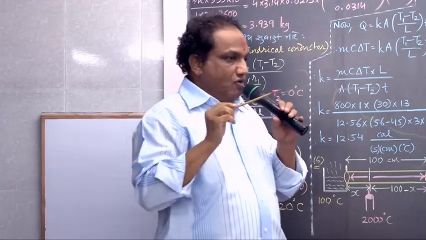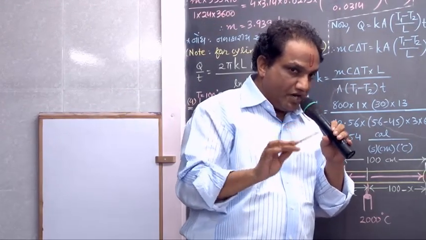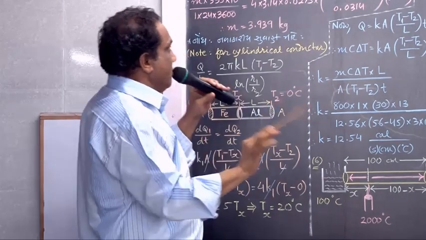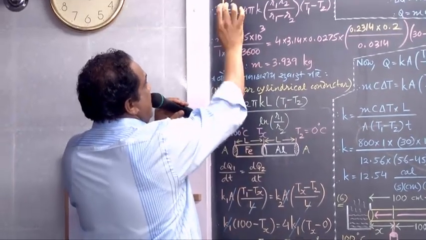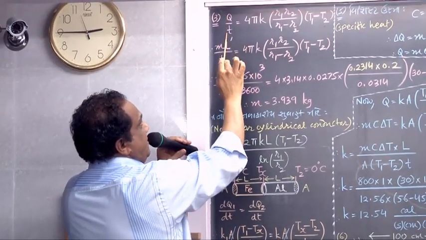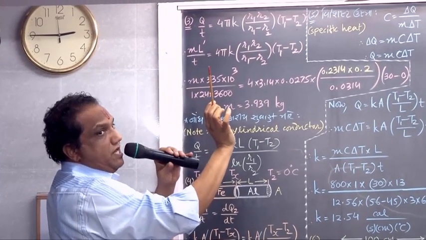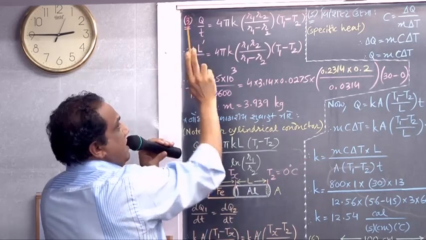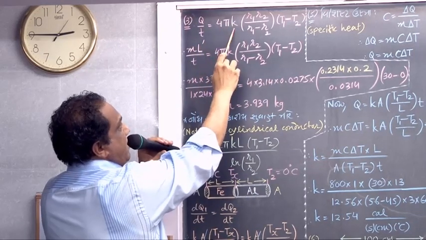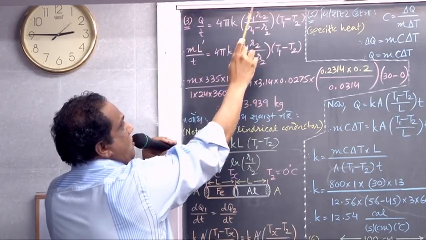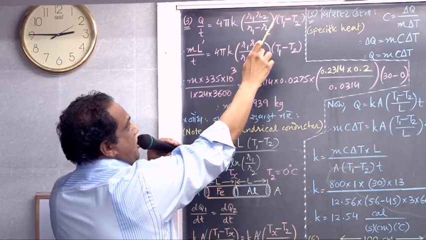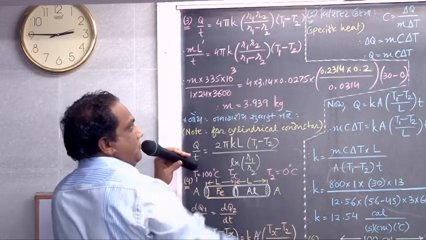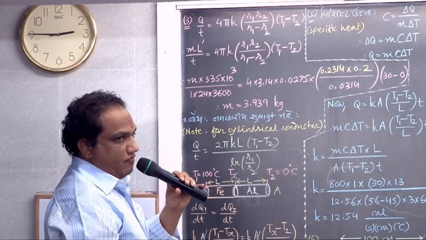The formula of heat flow or heat current they have given in the statement itself. dQ by dt or Q by t is the same in steady state. dQ by dt equals Q by t, and the formula they have given is 4 pi k r1 r2 upon r1 minus r2 into T1 minus T2. Just give me the identification of each quantity.